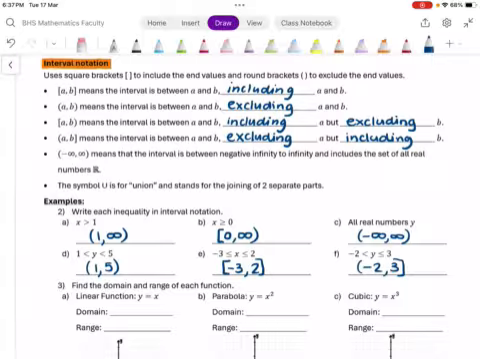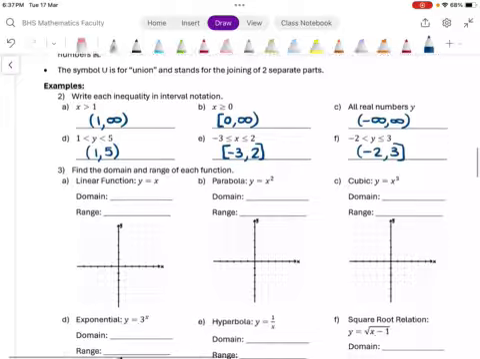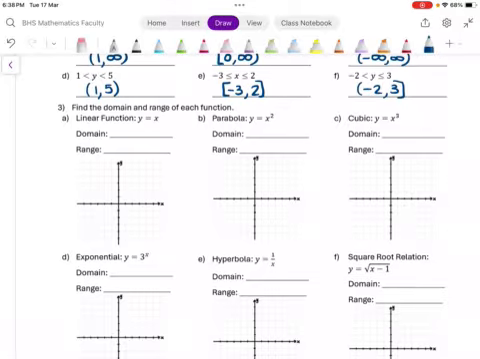Now, what we're going to do for example 3 is we're going to find the domain and range of each function. So what I've done here is I've picked some of our key functions that we need to know about. Our top 3 are the ones that we'll be doing in this topic of functions and graphs. And the other ones we see a little bit, but we'll investigate their graphs in more detail down the line.